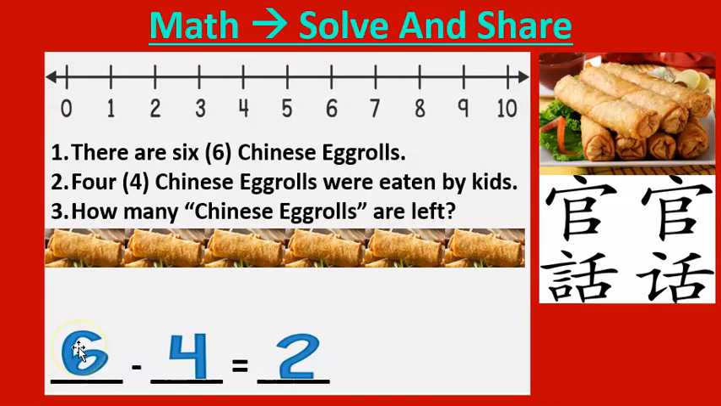Repeat after me. Here we go. 6 minus 4 equals 2. Let's say it again. 6 minus 4 equals 2.